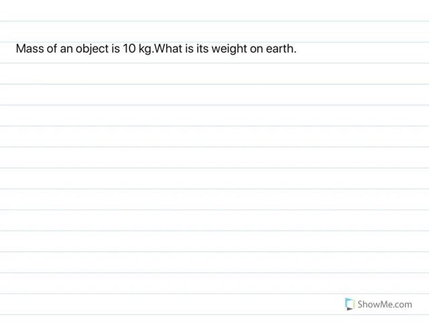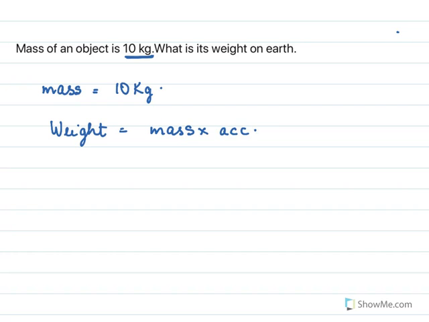The mass of an object is 10 kgs. What is its weight on the Earth? So 10 kgs is the mass. We must find the weight. And the formula for weight is mass into acceleration due to gravity of the Earth. So we saw the mass is 10, acceleration due to gravity on the Earth is 9.8 meter per second square. So this is 98. It has to be newtons.